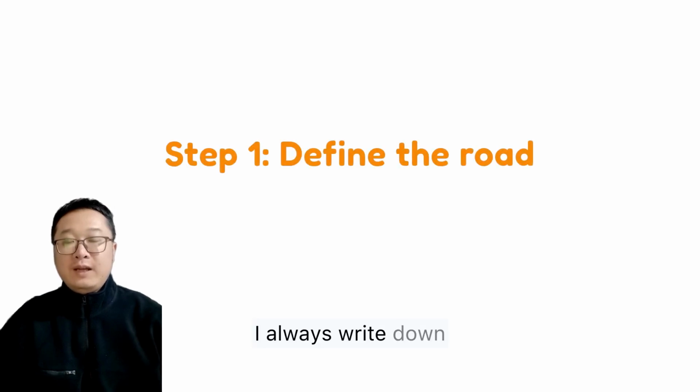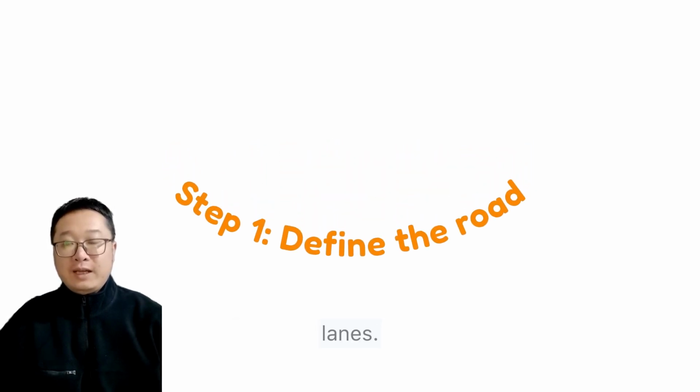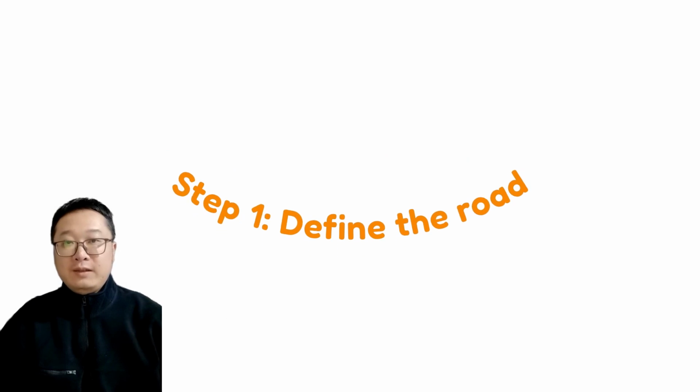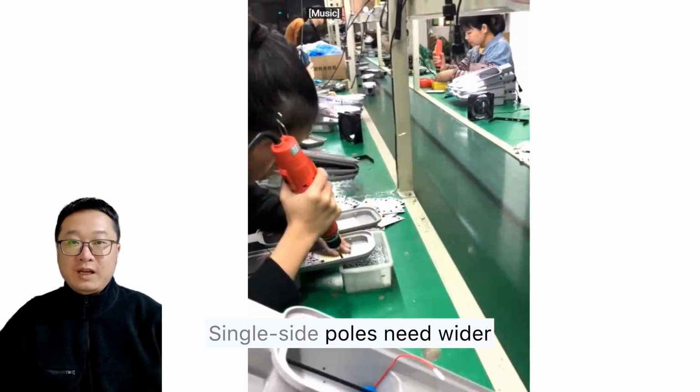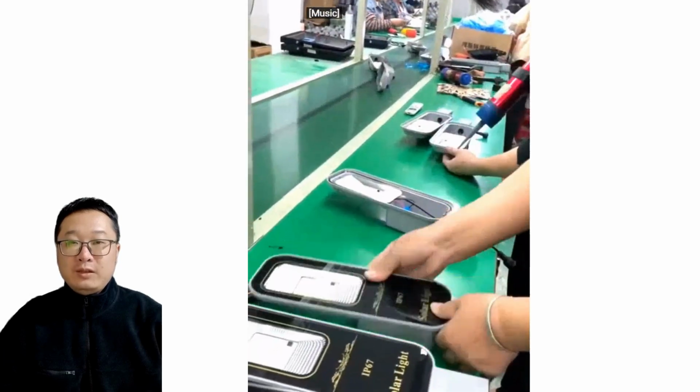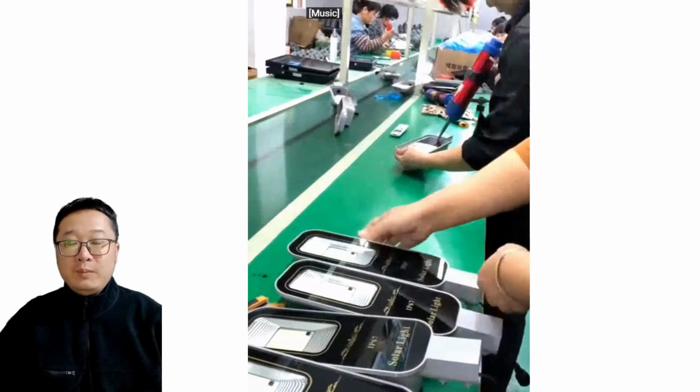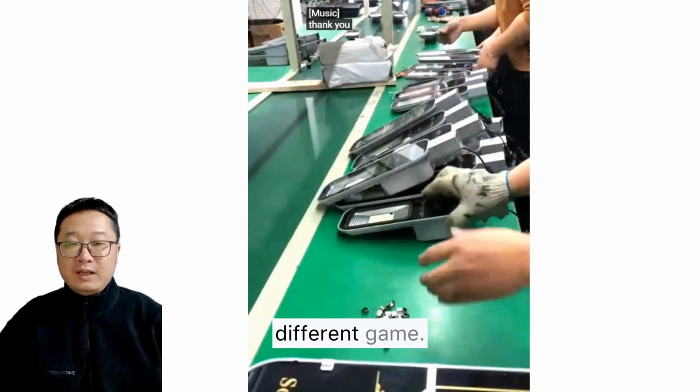I always write down three inputs: how many lanes, the full pavement width, and the pole arrangement. Because arrangement matters. Single-side poles need wider beam reach. Double-side poles split the job. Median layouts are a different game.